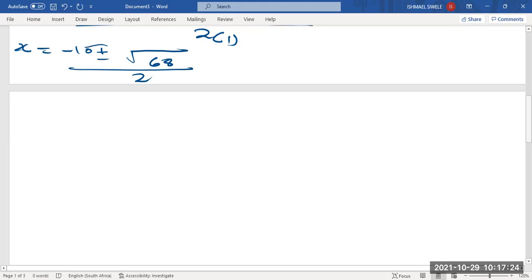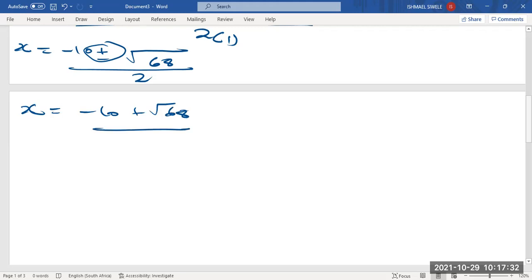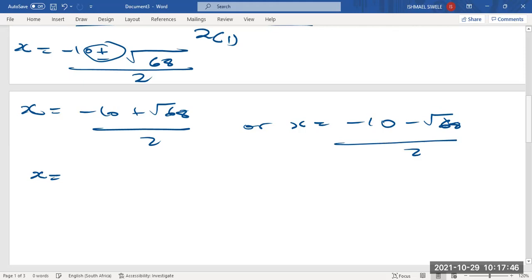So here, since we have plus and minus, what do we do? Split. x is equal to negative 10 plus the square root of 68 all over 2, or x is equal to negative 10 minus the square root of 68 all over 2. Then let's see what you're going to get, and it must be rounded to 2 decimal places. So let me see. Negative 10 plus the square root of 68 all over 2. That is going to give me negative 0.88 to 2 decimal places.